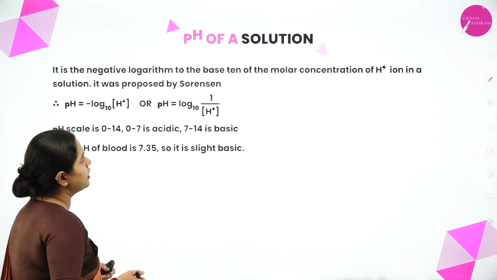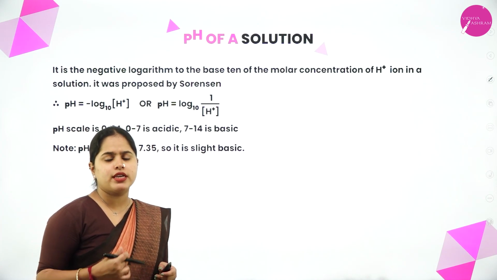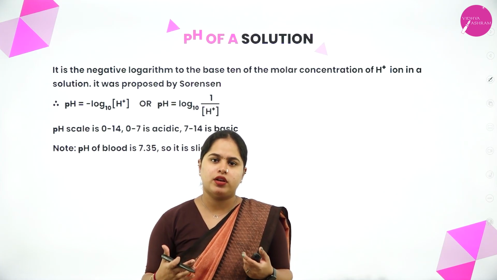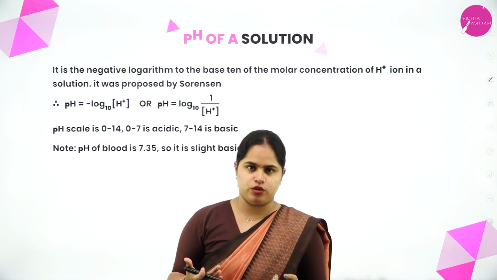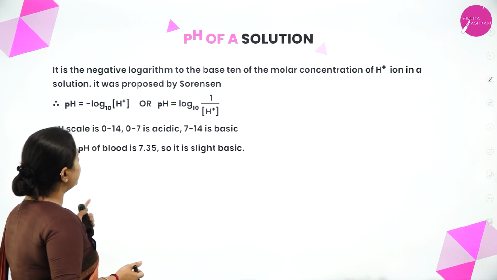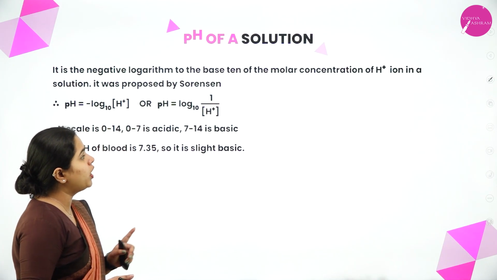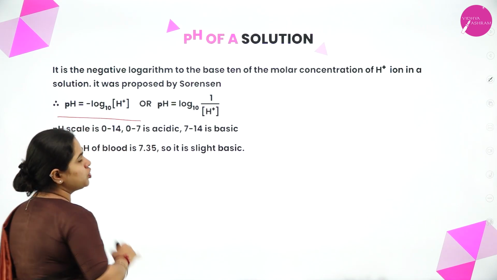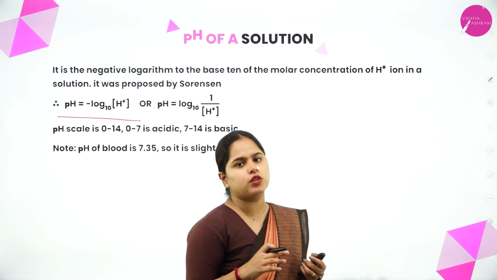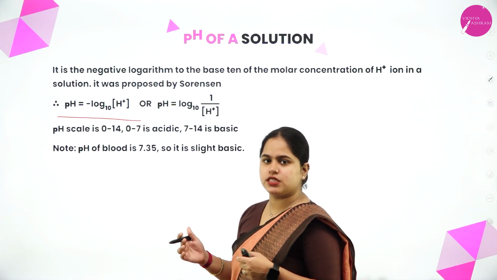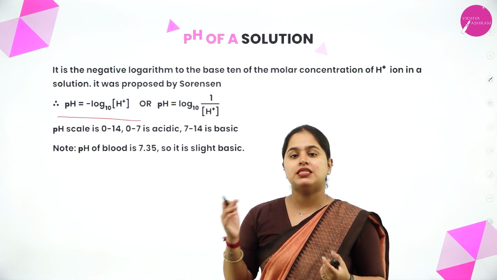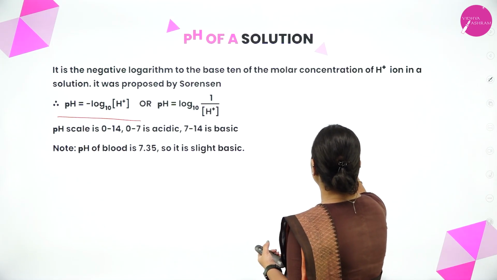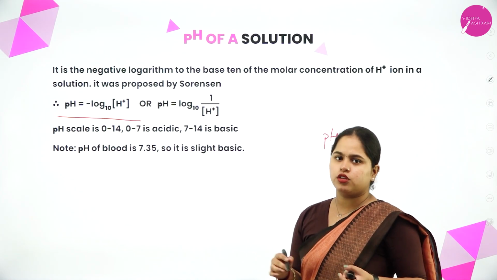Now moving on to the next one, the pH of a solution. You are already familiar with pH. It is used to calculate the acidity or basicity of a solution. It is the negative logarithm to the base 10 of the molar concentration of H plus ion in a solution. For acidic substances it will be less than 7, for basic substances more than 7, and if the pH value is equal to 7, the solution is neutral.